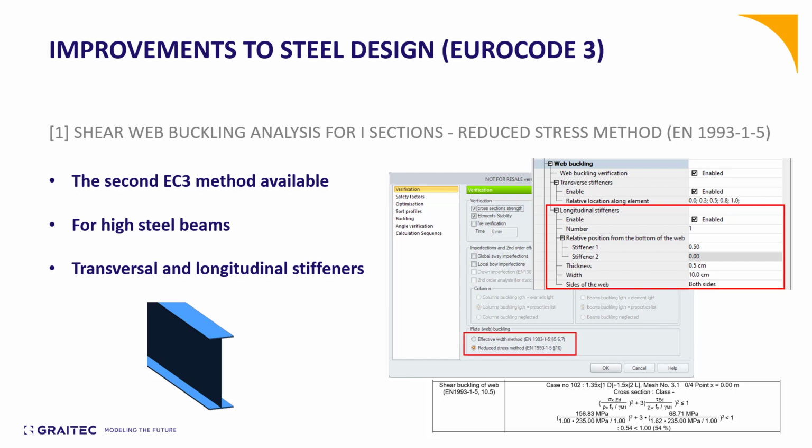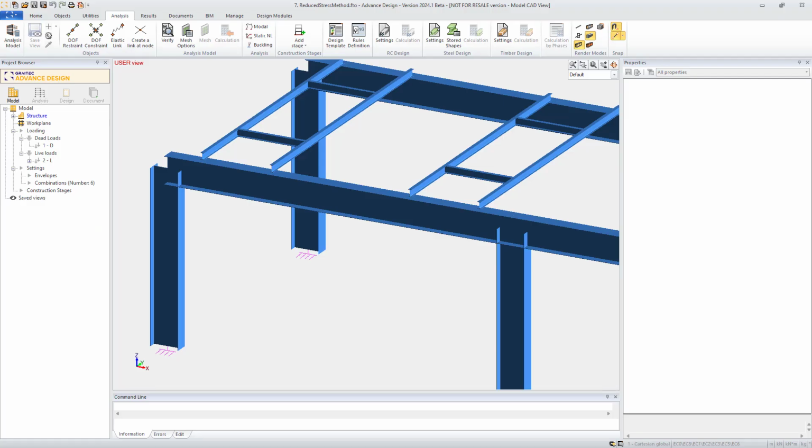Some national annexes recommend using one of the above methods, but both can be used in general. With the new reduced stress method in advanced design, we can check the influence of transversal but also longitudinal stiffeners. And I will show you again using the model. So it's a simple frame.